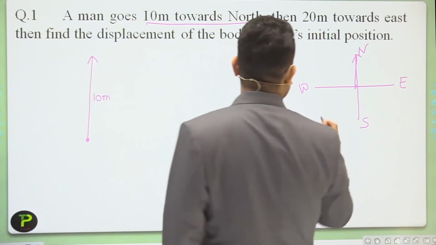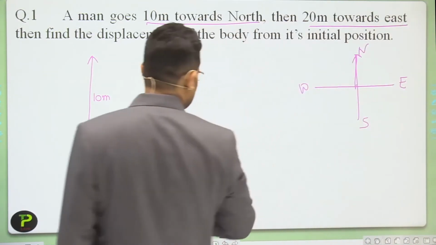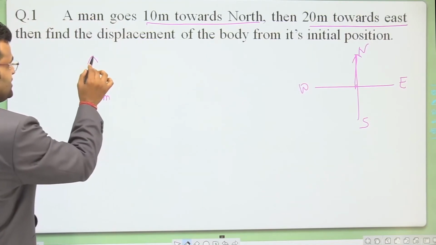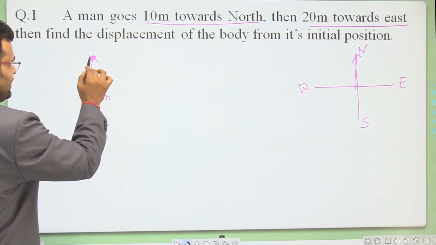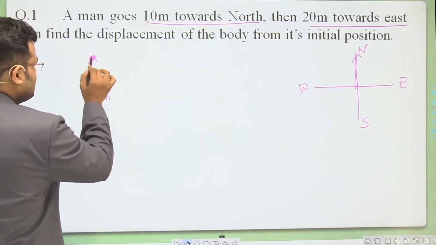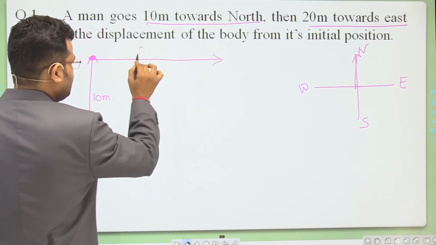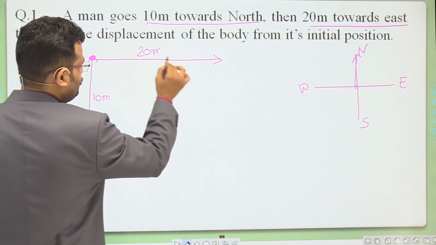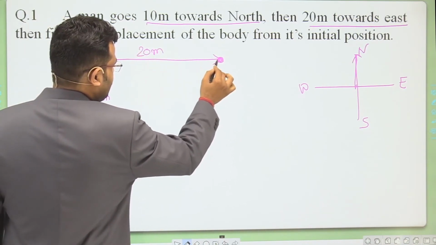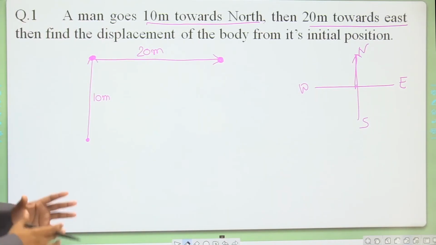After that, 20 meters towards east. 20 meters towards east means, dear students, after traveling the 10 meters we are here, and after that 20 meters towards east, that direction, and we write the 20 meters towards east. Now, dear students, after that it says calculate the displacement.